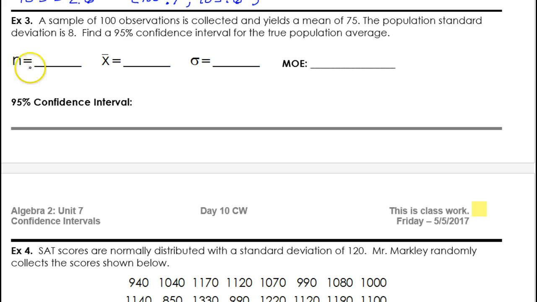Hold on, let me yell at Cassidy real quick. So, what is N for example 3? Look at example 3, tell me what n is. Put that spinner thing away, honey.